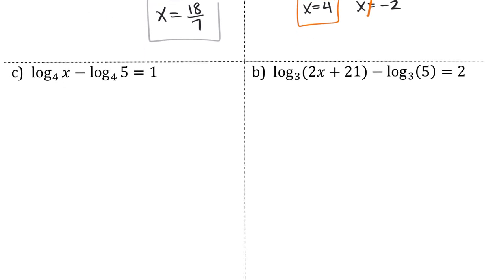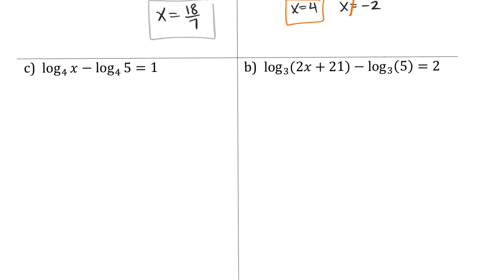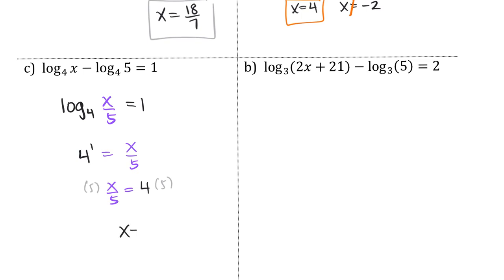Okay, let's try a couple more. I have log base 4 of x minus log base 4 of 5 equals 1. Let's rewrite it. Since I'm subtracting the logs, I am dividing their arguments. Now that it's a single log, I can rewrite it in exponential form, so it's going to be 4 to the 1. So x over 5 equals, what's 4 to the 1? 4. How do we solve this? Let's times 5 over. So I got x equals 4 times 5, 20.